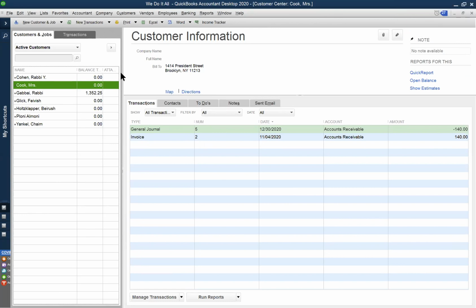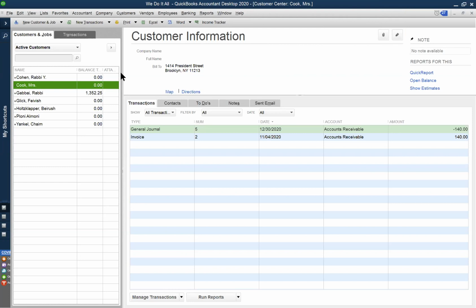So I showed you how you could. I did not apply it to the invoice. I left it as a credit. Then I went back into the invoice and made a receive payment, and in receive payment, I applied the credit, not new money.